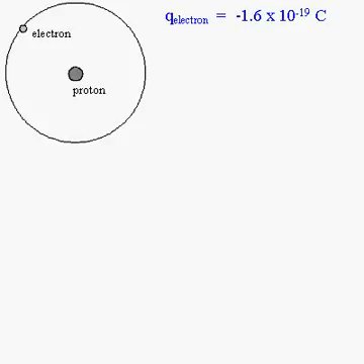In this example, we're dealing with the Bohr model of the hydrogen atom. There's a proton in the center of the atom and an electron orbiting around the proton. The charge on the electron is negative 1.6 times 10 to the minus 19 coulombs.